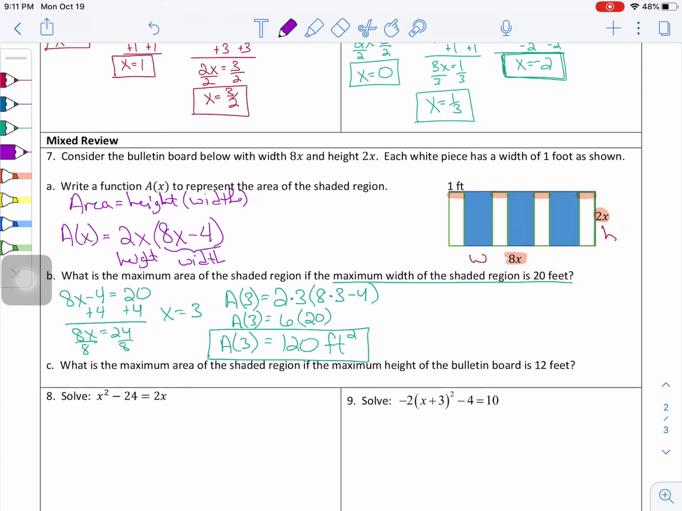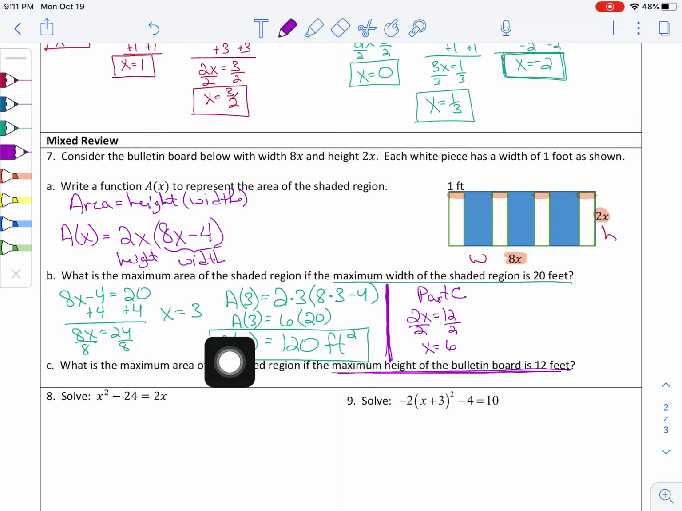Clearly I did not give myself enough room to actually do part C. I will just put the work for part C right here. I'm sorry about that. I'll try and make sure that you guys have space in your worksheet. So for part C, we are asked to find the maximum area of the shaded region if the maximum height is 12 feet. So height here is 2x, so I'm going to set 2x equal to 12. Divide both sides by 2, and x is equal to 6.